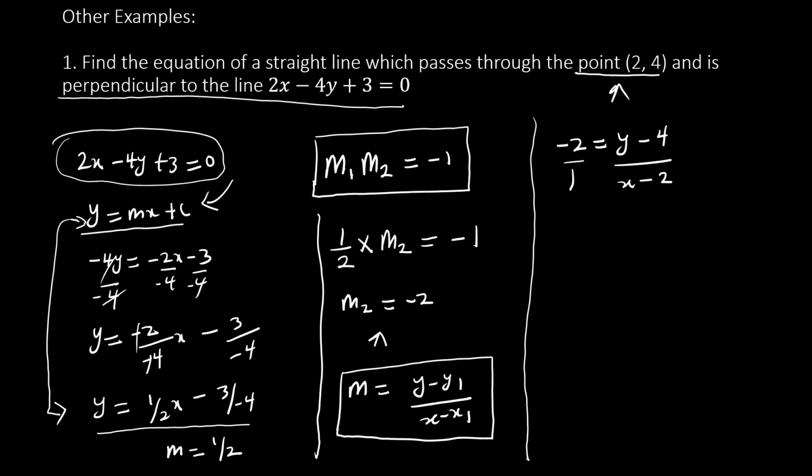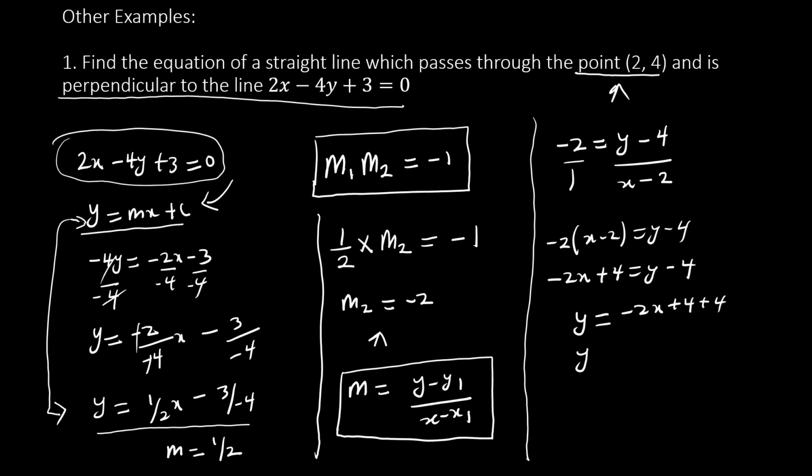Cross multiplying, we have negative 2 in bracket x minus 2 equal to y minus 4. This is negative 2x plus 4 equal to y minus 4. And this is y equal to negative 2x plus 4 plus 4. And this is y equal to negative 2x plus 8. And that is the equation of the line. y equal to negative 2x plus 8 is the equation of the line we are looking for.